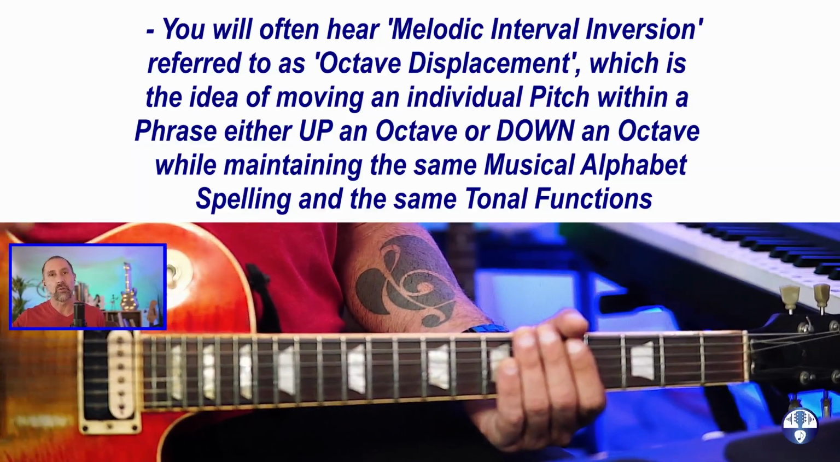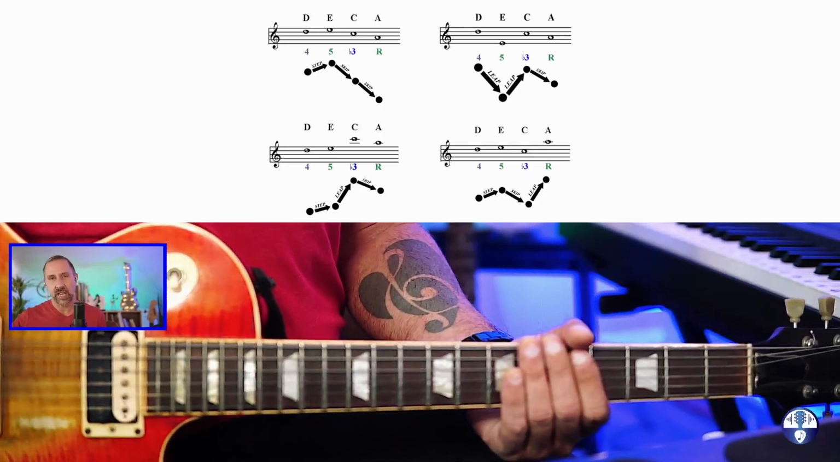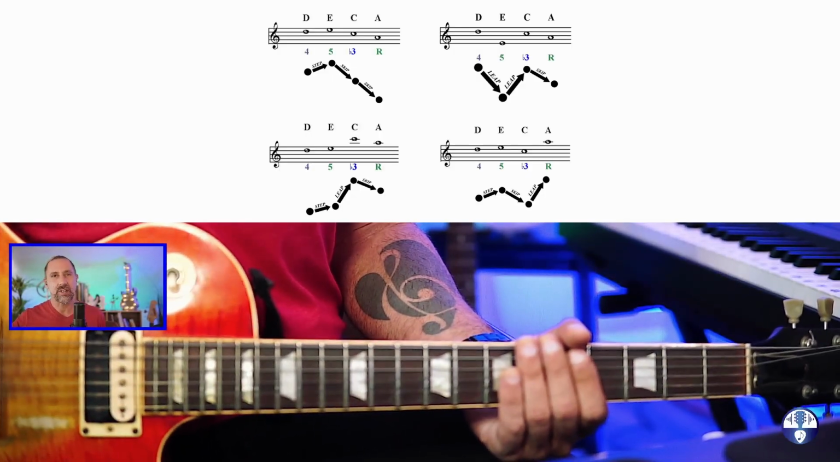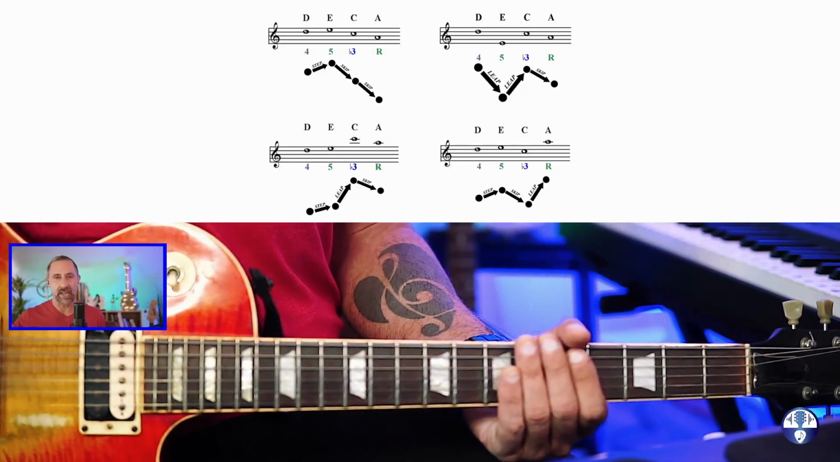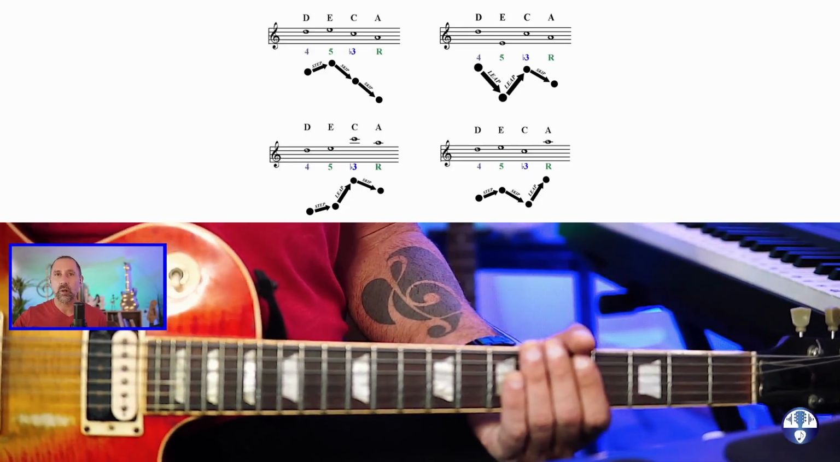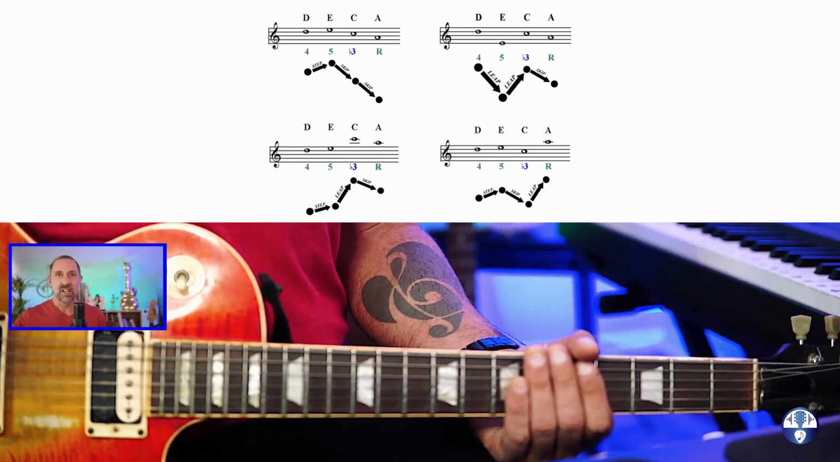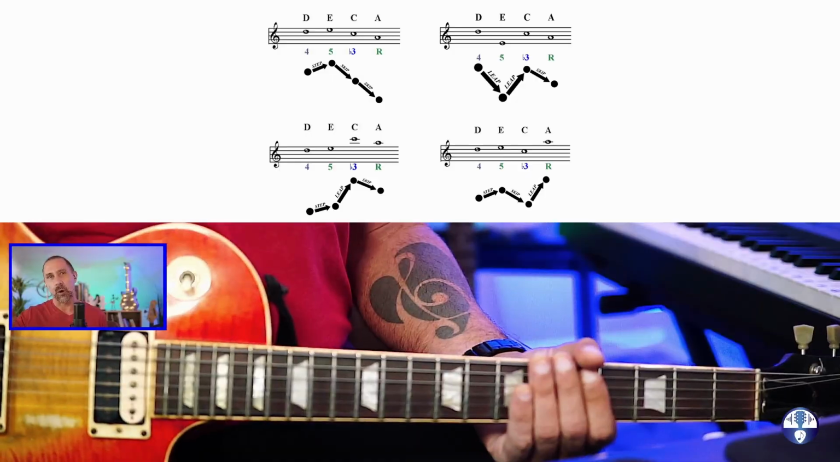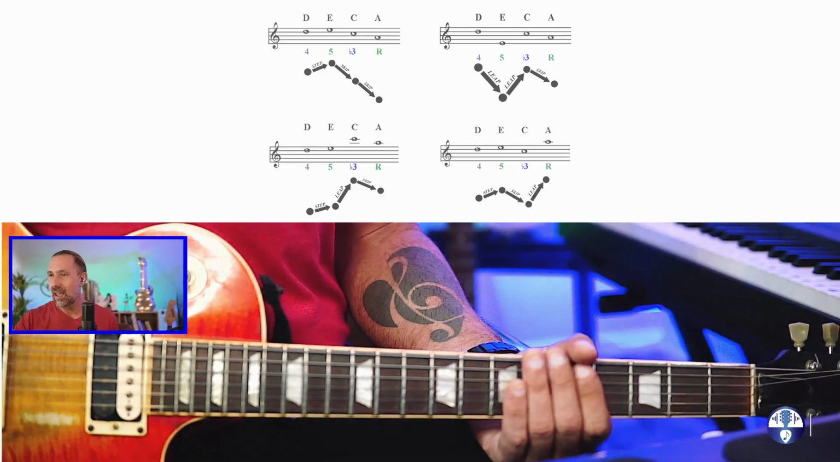the same tonal functions. I like to write down these new pitch movement variations using music staff notation because it gives me a really good visual representation of what each phrase looks like, and I can really see the changes in melodic contour and melodic shape from one variation to the next, where notes that used to go down, now they go up, and notes that used to go up, now they go down, okay?